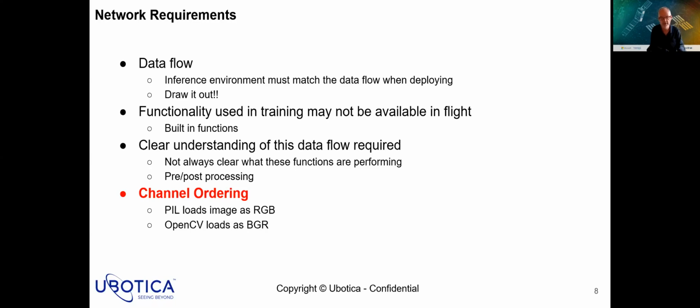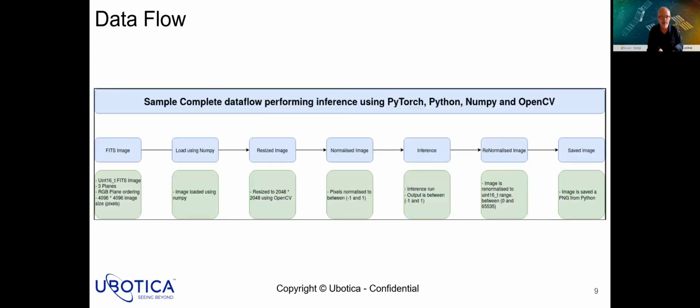Is it producing an image that's planar or interleaved in functionality? What's the pixel depth size? Things like that. So it's about understanding that at a very high level of detail to correctly map the operation that's happening in the training framework onto the edge device.